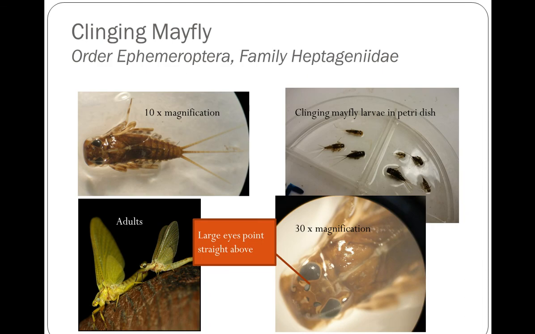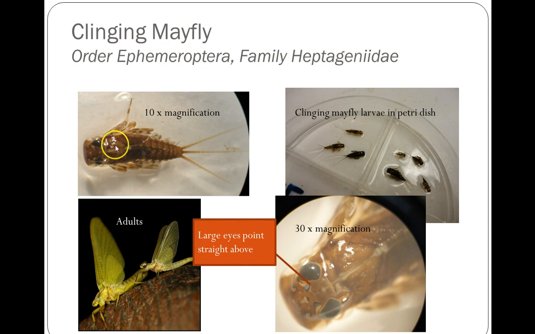Next we have the clinging mayfly. This is also a very common one. This is the family Heptageniidae. As you can see, this is what they look like in the petri dish without magnification. A very broad and stout mayfly. Look a little bit closer, you can see that they're flattened. This helps them live in very fast current without getting knocked off their substrate.